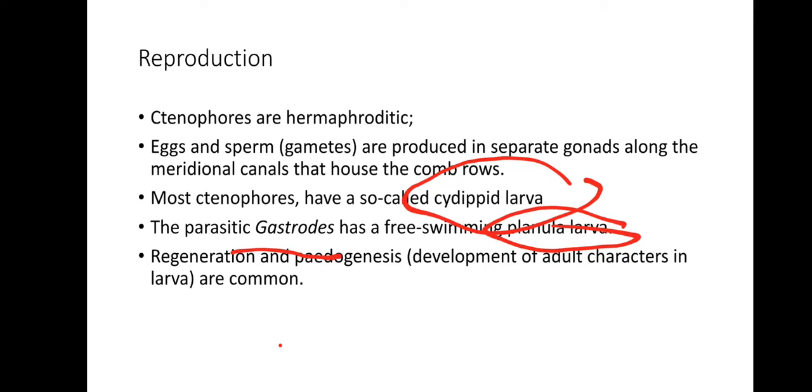So reproduction is by sexual methods, sometimes even asexual in rare conditions. Sexual reproduction takes place in them, but individuals are hermaphrodites. There are separate gonads; male gonads and female gonads are different. Separately they produce egg and spermatozoans, and the development is indirect with larval stages. The larva might be cydippid or it might be planula in nature. Planula is similar to the coelenterate larva, and very importantly, they also show regeneration.